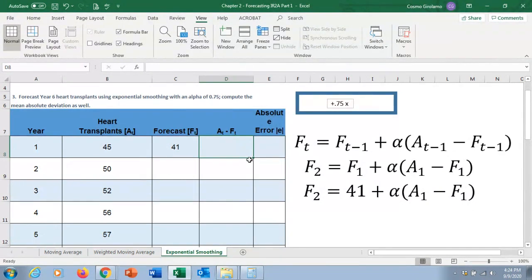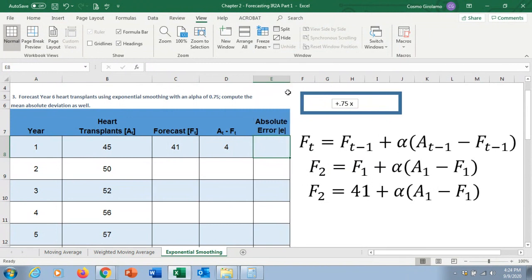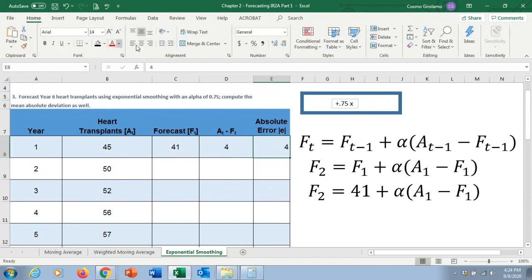So 45 minus 41 is 4. And absolute error, all I mean there is that if this was a negative, I would take the negative away. So the absolute error is going to be the same as, in this case, 4. But if it was a negative 4, I would just make it 4. So I just take the absolute value. Now I have everything I need.